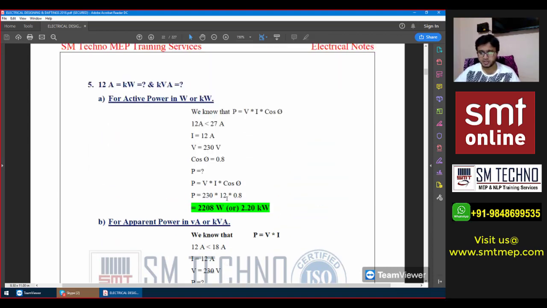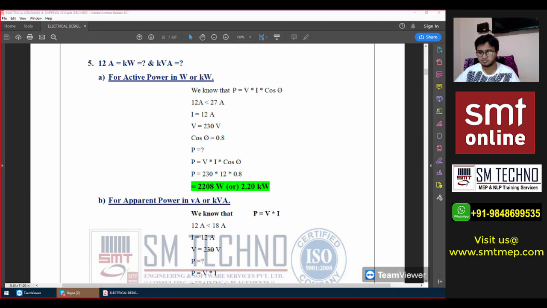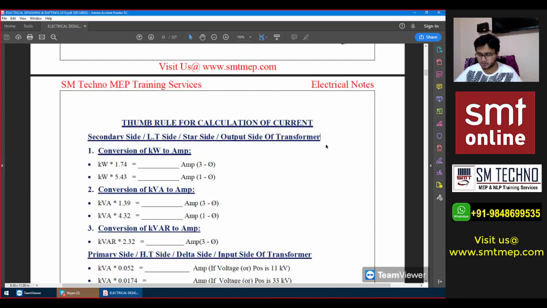Let's go through once for the previous topic before going to the next concept. Now coming to the next concept. Okay, this is very interesting. Remember the thumb rule for calculation of current. Okay, what does it mean? I have an amount of load, and with respect to that load, I have to calculate the amount of current value. The same thing we have seen in the previous topic also.